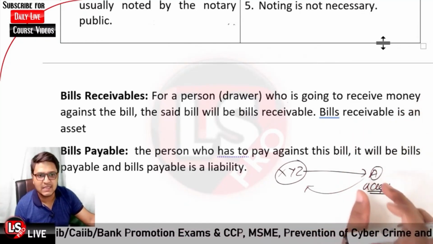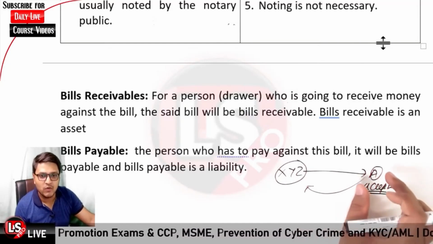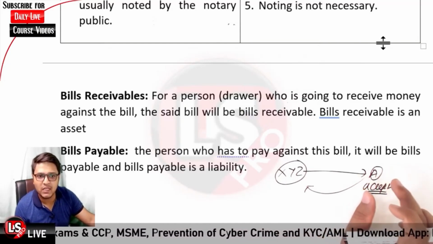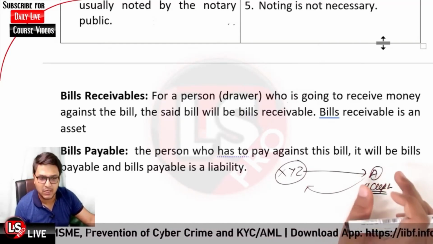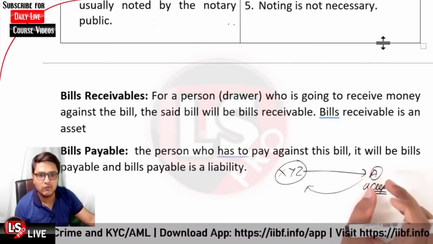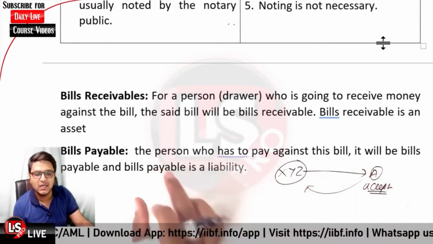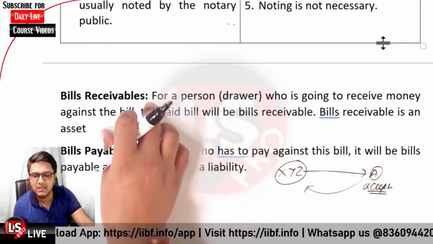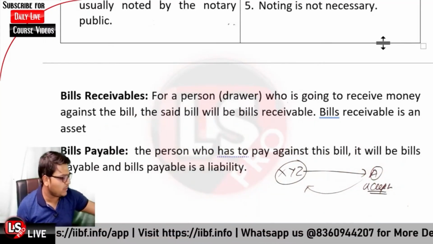Over here he is having a liability to pay the bills. He has accepted, so it would be a liability. So bills payable is a liability, whereas bills receivable is an asset. Are you getting my point? Okay.